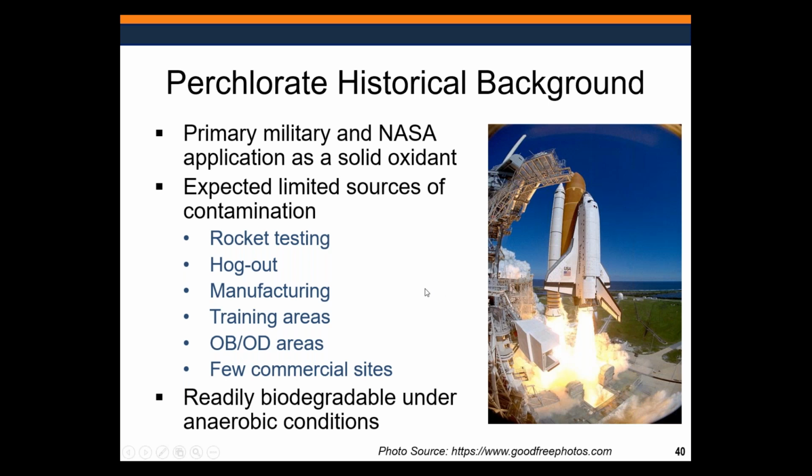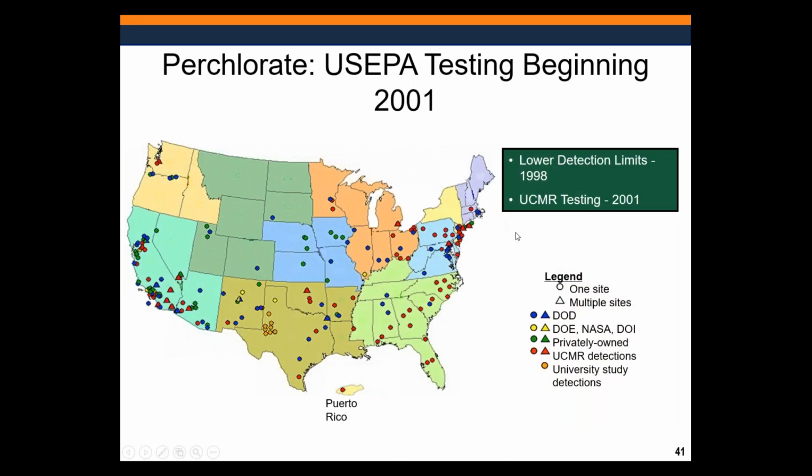And 25 years ago, people started to think that this was a problem at some military sites, but it seemed to be a very limited issue because there were only certain sites that really used this: rocket testing, NASA facilities, hog out facilities, a few commercial sites. And then the EPA started requiring further testing. And what they found was in low concentrations, they detected perchlorate all over the place.